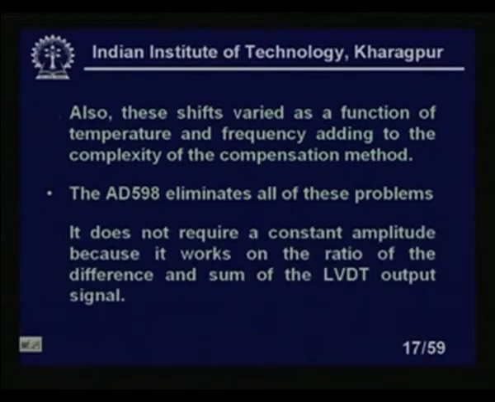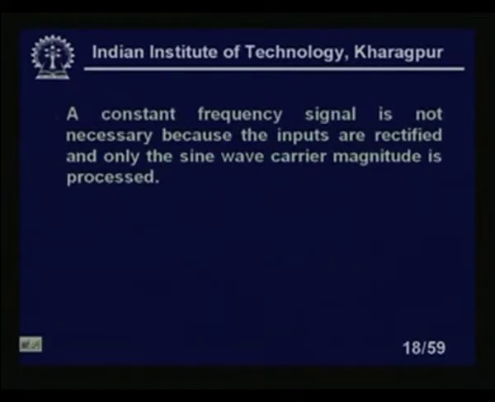Let us take them one by one. It does not require a constant amplitude, because it works on the ratio of the difference and sum of the LVDT output signals, so it will automatically cancel out. Any variations of the input excitation voltage or frequency will be automatically cancelled out. A constant frequency signal is not necessary, because the inputs are rectified and only the sine wave carrier magnitude is processed.